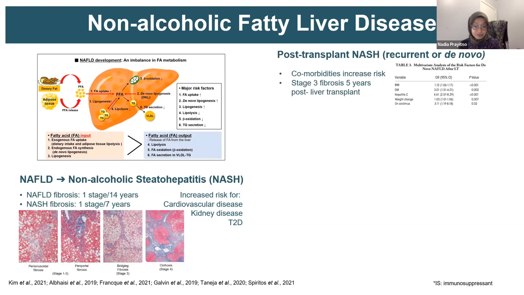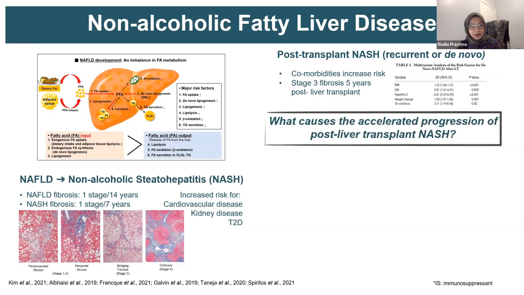Next. And so, unfortunately, once these patients receive liver transplantation, it is not unheard of to see post-transplant NASH reoccurring. And post-transplant NASH can also occur de novo in patients who are transplanted for other indications. And the risk for this is usually increased by the same comorbidities that I mentioned earlier. And what is worse with post-transplant NASH is the fact that the progression of this disease is much more rapid compared to non-transplant NASH, whereby in up to 40% of the patients, stage 3 fibrosis can be seen within 5 years post-liver transplant.